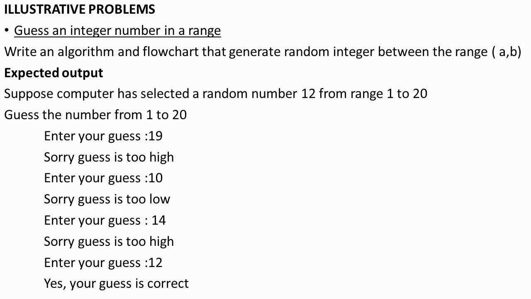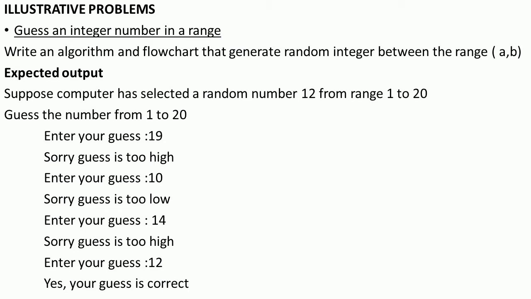Here, one problem is given. We need to write an algorithm and flowchart that generate a random number between the range. For this, we have to write the algorithm and flowchart. So, first we will see the expected output.